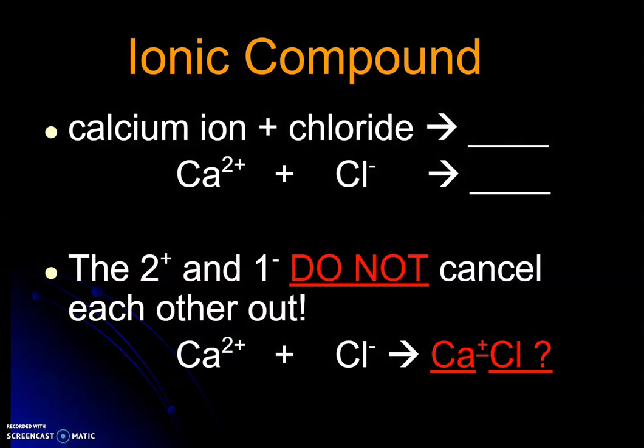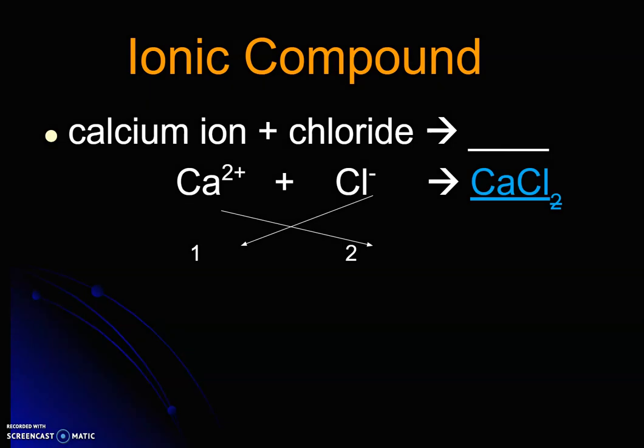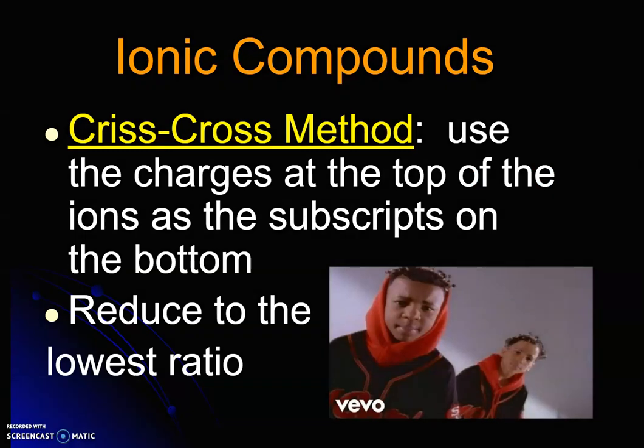Now, the property that we use for this is very similar to what we see in math class, where you multiply to get your common multiple. It is called the Criss-Cross Method.